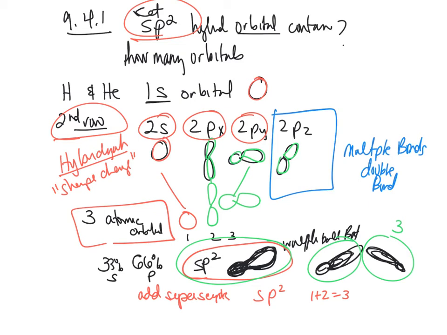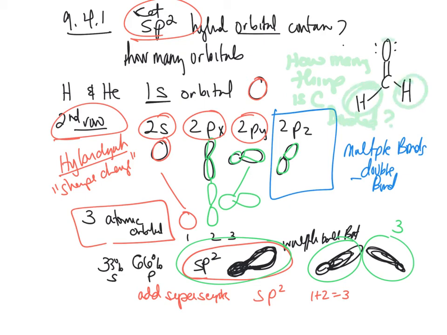Okay, so if you have 1, then you can have a double bond. You have to have 2 unhybridized p for a triple bond. So an example of something like this would be this compound here. Okay, so this is formaldehyde. And this is what you want to ask yourself: how many groups, how many things is your central atom bonded to? Okay, so we have 1, 2, 3.